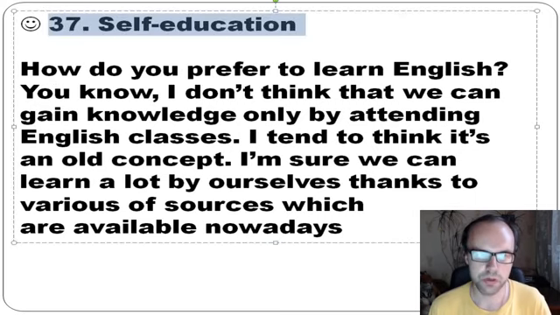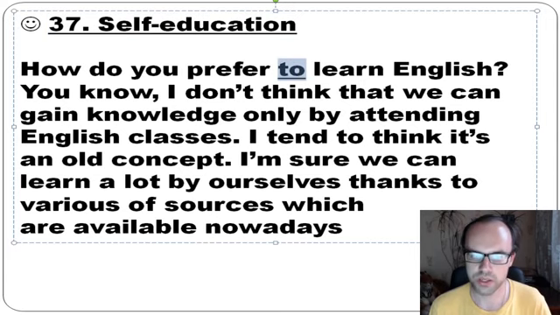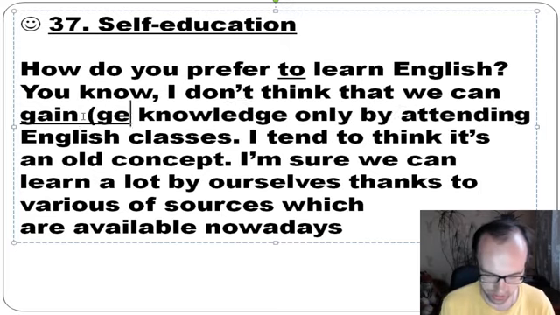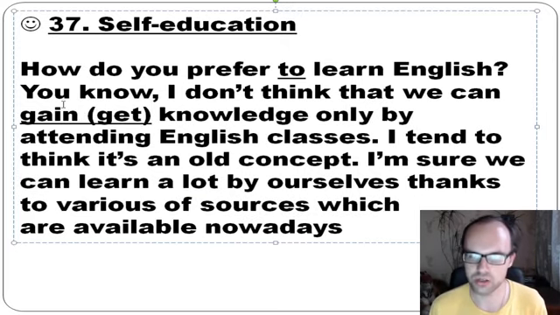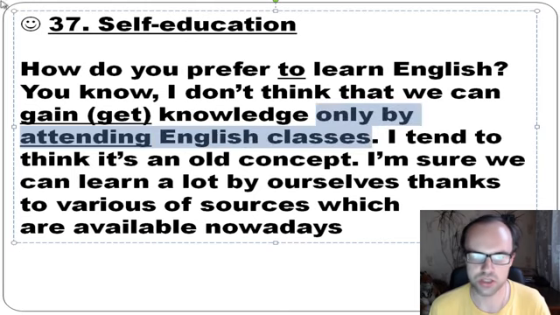Self-education. How do you prefer to learn English? Yeah, prefer to do something. How do you prefer to learn English? You know, I don't think that we can gain knowledge only by attending English classes. So you can say get knowledge, but there is a phrase gain knowledge. It means get knowledge. Remember, gain experience, gain knowledge only by attending English classes. So attending or going to English classes.